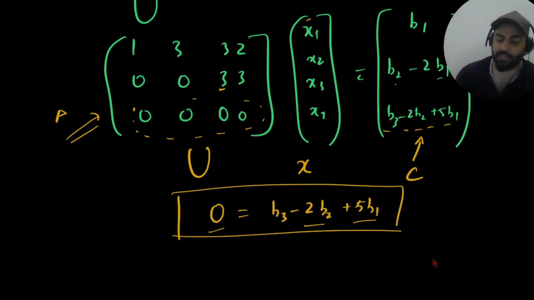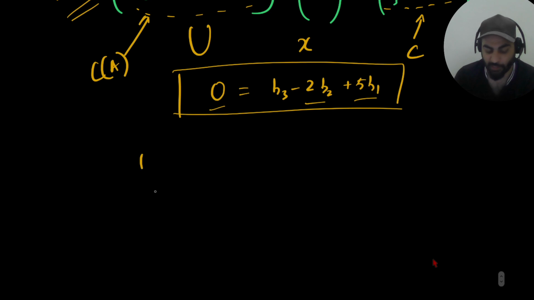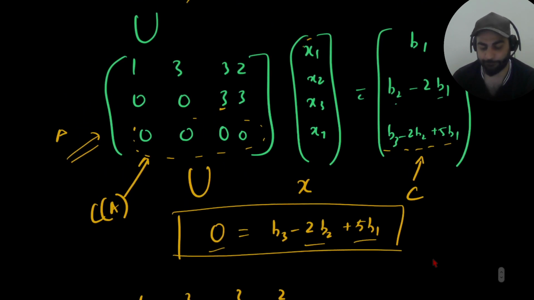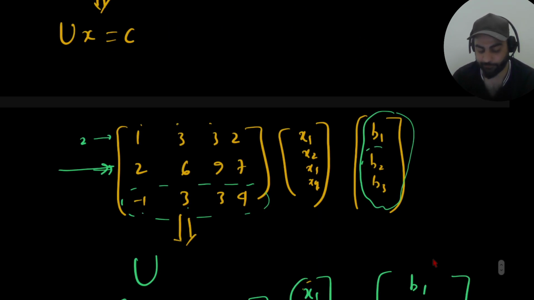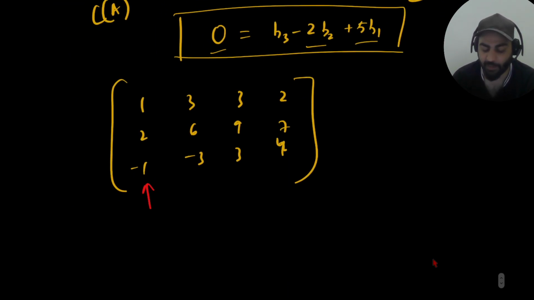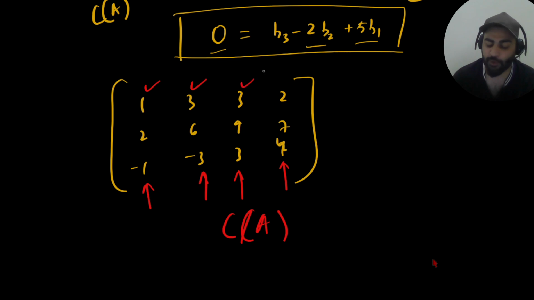Another way of answering the same question is if we solve for b. What we can do is find the column space of A. The original equation was 1, 2, minus 1, 3, 6, minus 3, 3, 9, 3, 2, 7, 4, and this was b. So this was our original matrix equation. If I have these as columns and I take all the combinations of them, this is the column space of A. So I'll take combinations of all of these columns, and this gives me the column space of A.